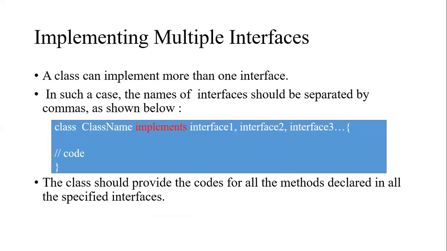I'll not go through the slides. I'll show you an example, then you will get clarity, then we will come to the slides. The topic is simple itself. Implementing multiple interfaces means you will have more than one interface, and one class should implement those interfaces. Simple, right?